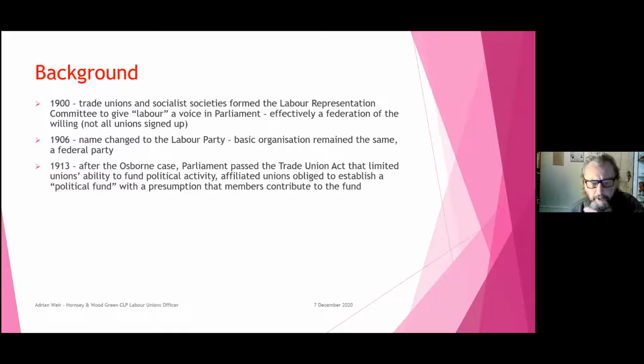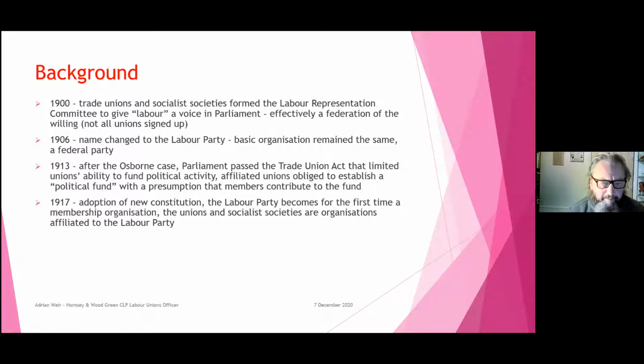And as we move on, the unions, of course, were effectively funding the new party, but a court case in the later part of the first decade of the last century said that the unions couldn't use their money to fund the party, and so unions had to go to Parliament and get Parliament to change the law to ensure that the unions could continue to fund the party. But so the unions had to set up a political fund separate from their general funds, but there was an assumption that all union members would pay into this fund, and this fund would be used, amongst other things, to support the newly formed Labour Party.